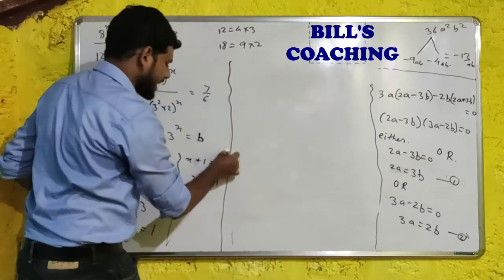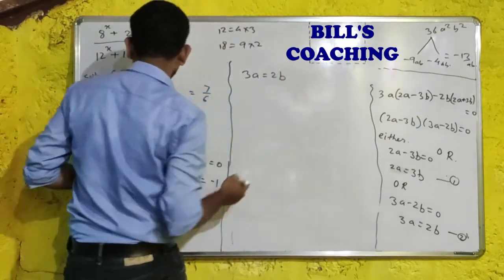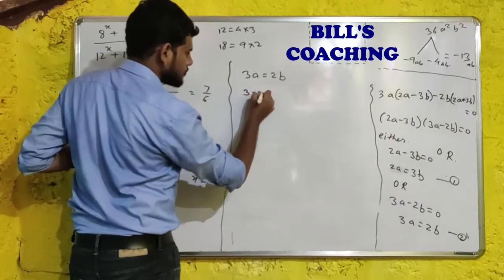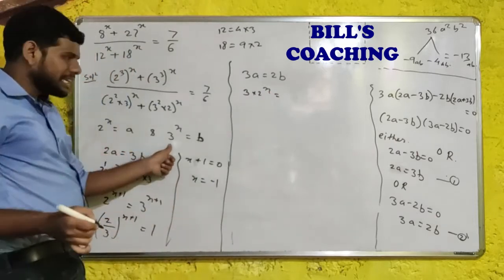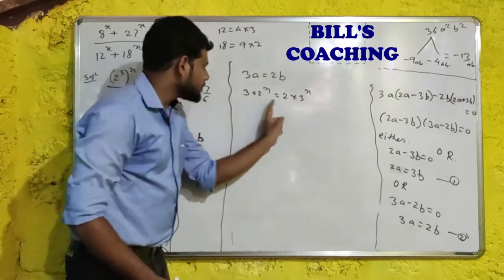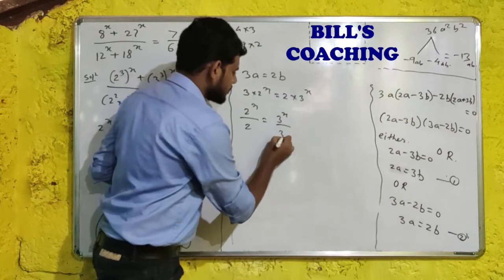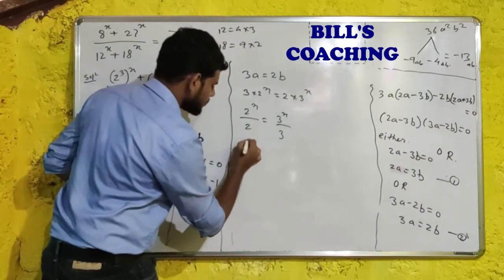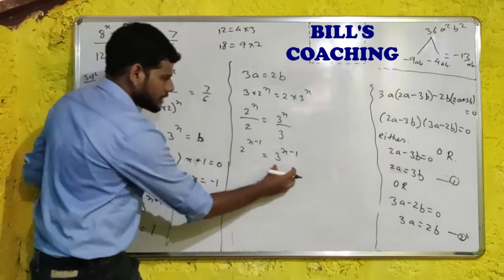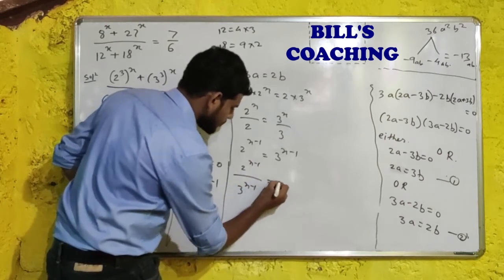Now when you look at the second part, which is 3a = 2b, we substitute a as 2 raised to x and we'll substitute b as 3 raised to x. Let me divide this 2 over here. I'll explain properly. This will become 2 raised to x−1 and 3 raised to x−1. This term will go over here. 2 raised to x−1 over 3 raised to x−1 should be equal to 1.